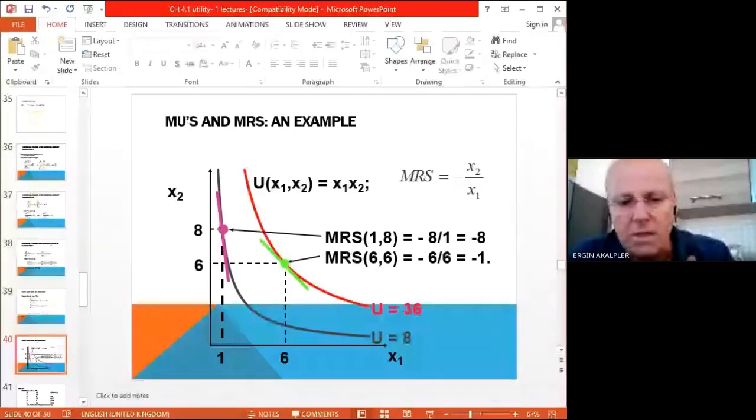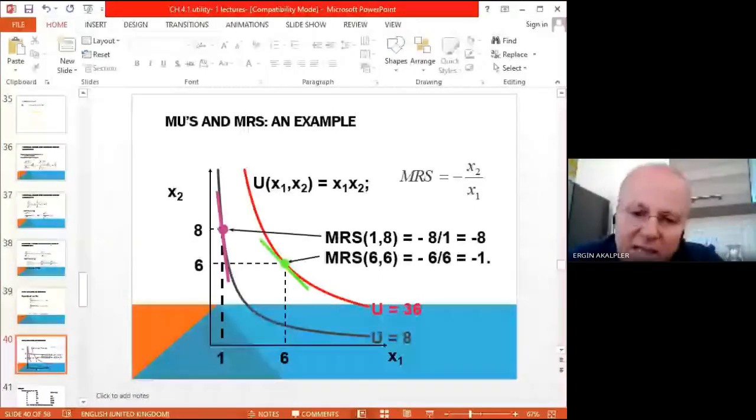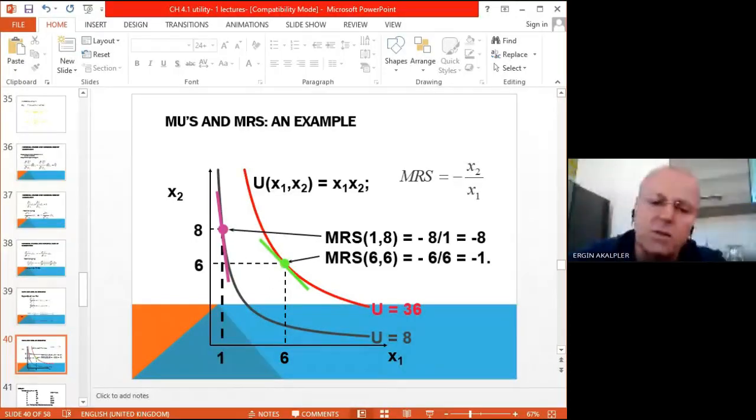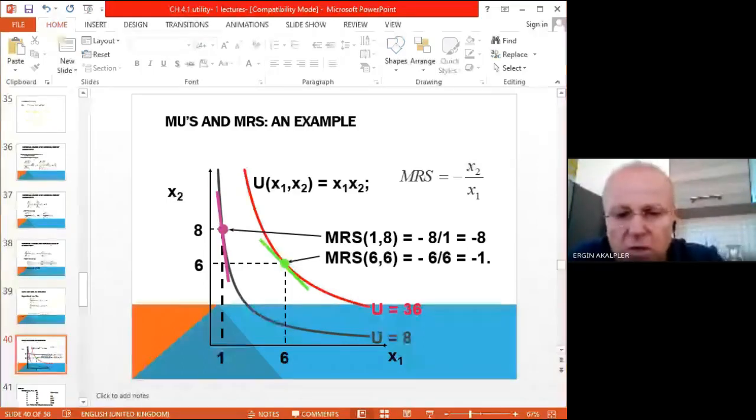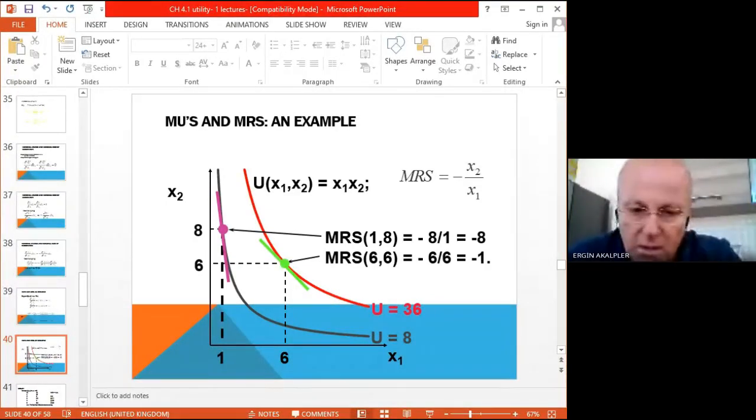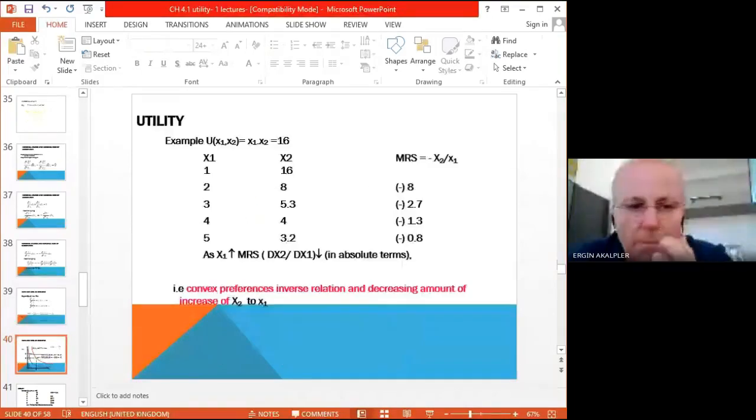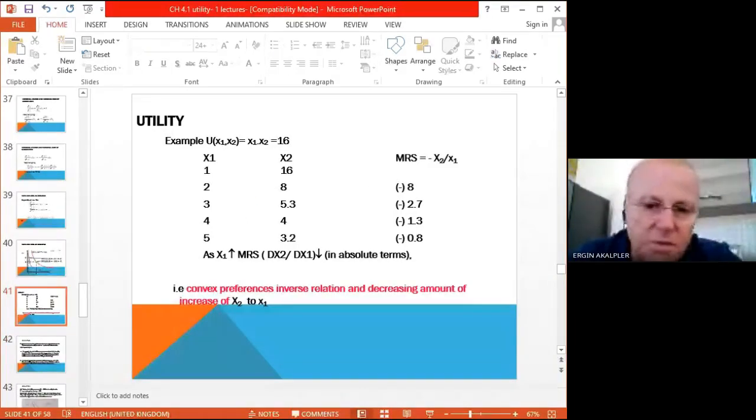And for 1 times 8, which is 8, the utility is 8, because the equation is x multiplied, as given here. The marginal rate of substitution for the first one is minus 8, and the marginal rate of substitution for the green line is minus 1. The utility for the red line, sorry, is 36, and the utility calculated for the gray is 8. And from this example, we can derive the substitution effect as it is given here.